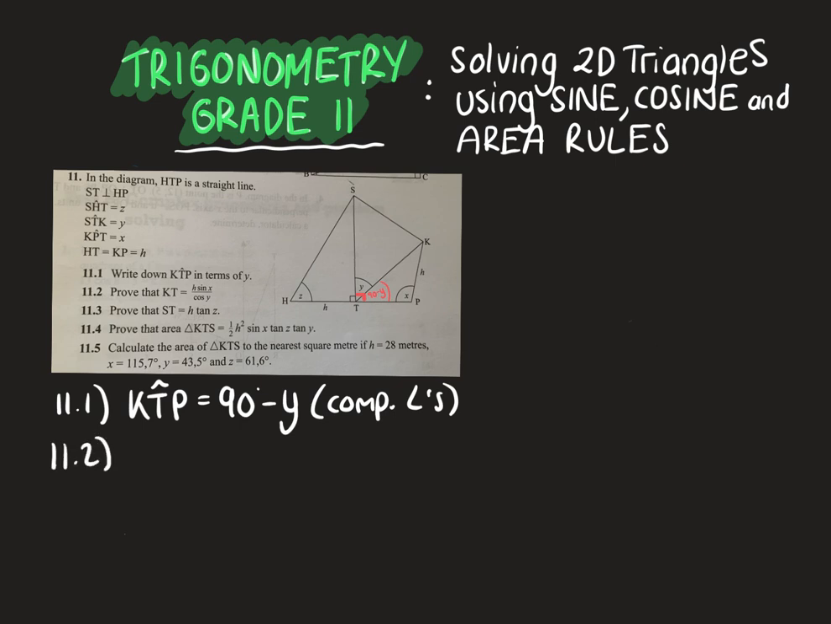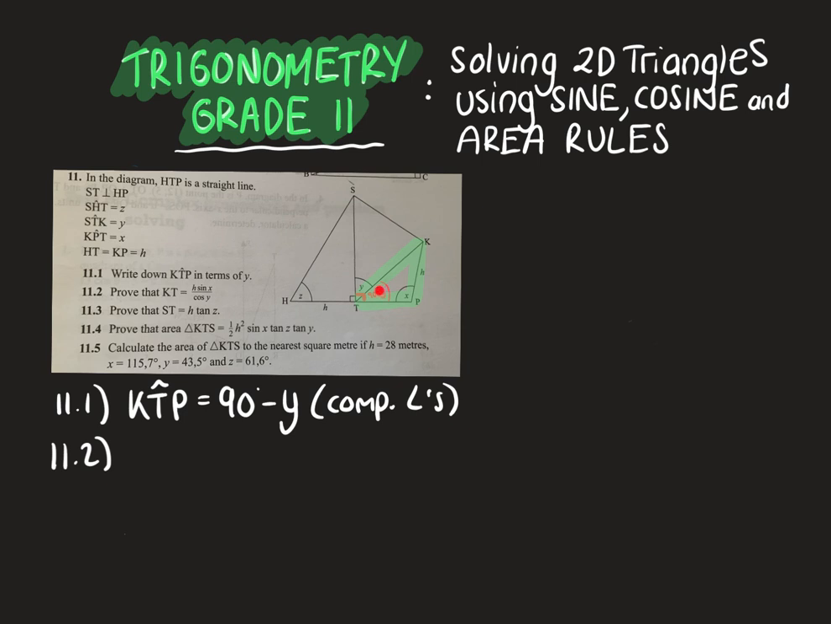Prove that KT equals that. KT is over here, so let's make it green. Which triangle would you use in order to prove this? Also looking at what is in your answer, H, sine of X and cos of Y, I would be using the triangle KTP because it has all those letters in. And the rule I would be using is the sine rule.